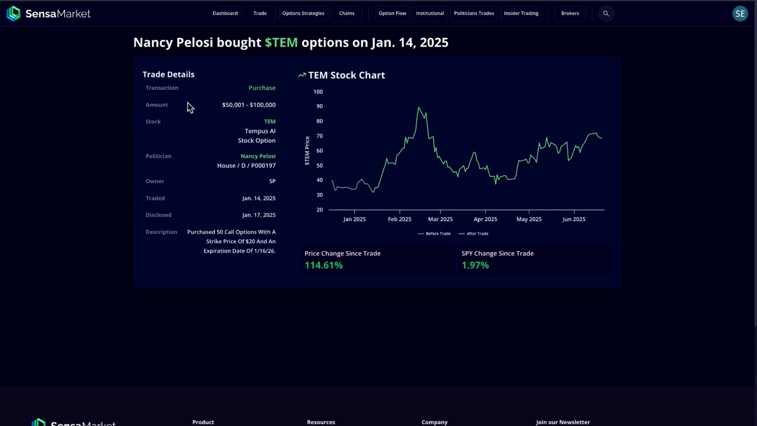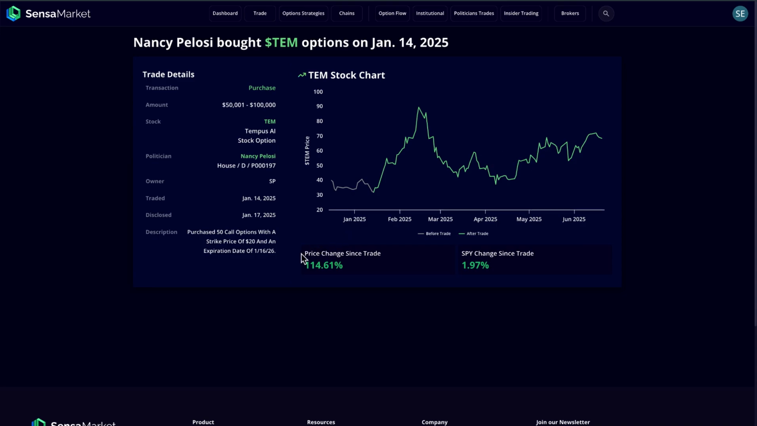So see here, the trade details box recaps the information: the transaction type, the amount, the stock details, the politician's name, the owner of the account, the exact traded and disclosed dates, and the full trade description, and the stock chart. This chart tracks the stock's price over time. Most importantly, it includes markers showing the price right before trade and the performance after trade. This helps you visualize the context and outcome of their decision.